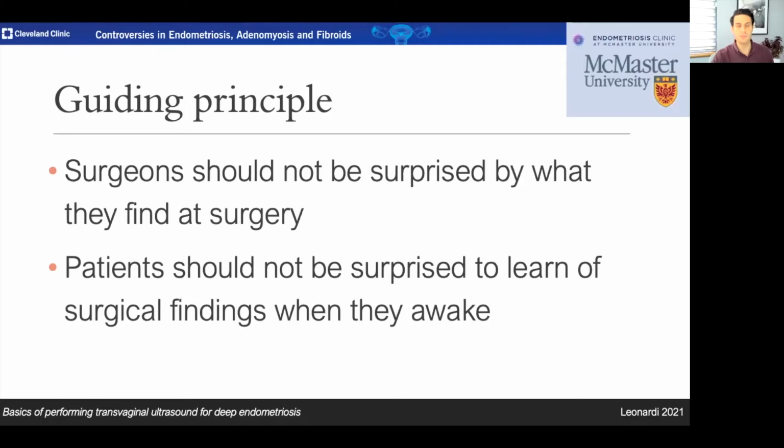The second guiding principle that I have as a surgeon is that I do not want to be surprised at surgery, much like most of you would not like to be surprised at surgery. And so I can use imaging to prevent surprises from happening. Similarly, and more importantly, patients should not be surprised by what a surgeon tells them when they awake from surgery. The informed consent process should be as comprehensive as possible, as detailed as possible, to allow patients to appropriately understand the risk of the surgery at hand.